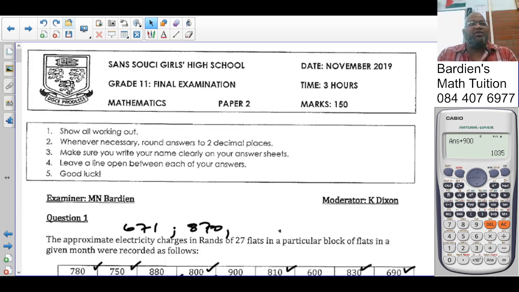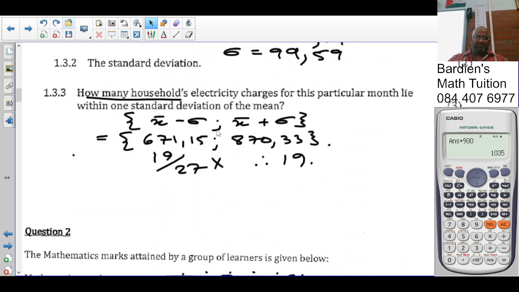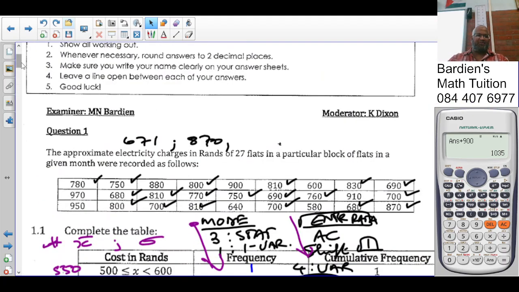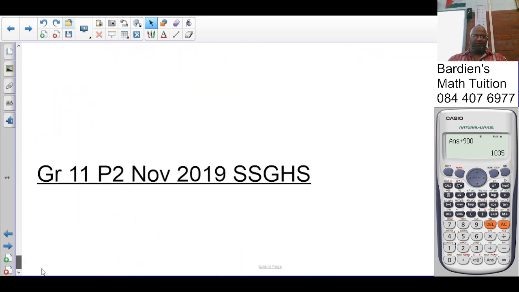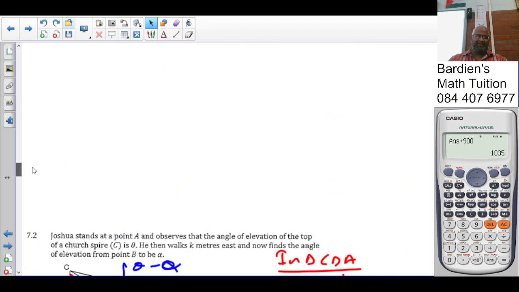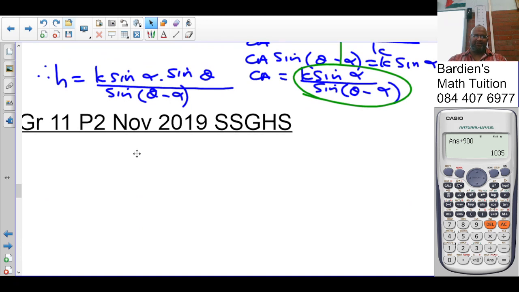Bismillah. Okay, good afternoon. So at this point we're looking at the last of the questions in paper 2 from the St. Susie 2019 November paper. So at this point we got up until question 8.